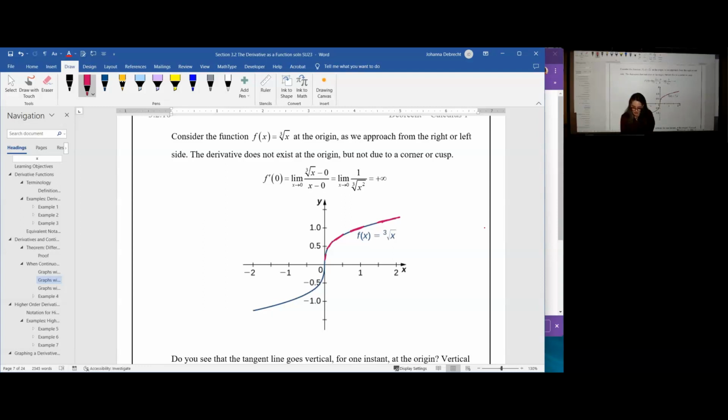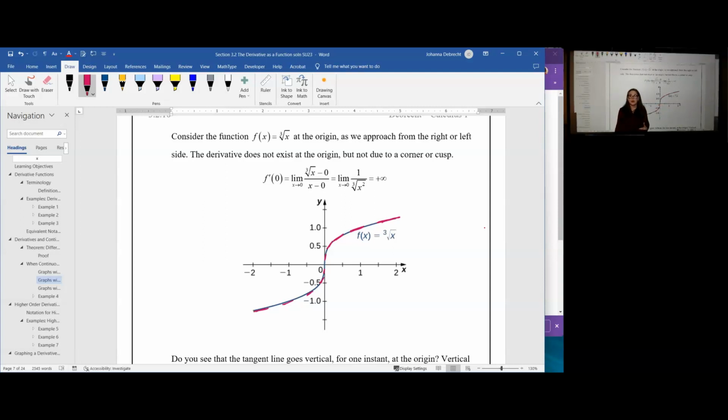From the left side, if we look at the slopes of the tangent lines coming in, they're also positively sloped and also getting larger and larger in the slope value, which means they're also going to infinity. Both sides agree, let's go to infinity. Infinity is not a finite real number. It is not differentiable at the origin because it has a vertical tangent line at that point.